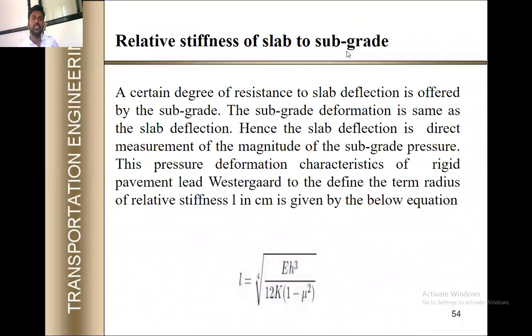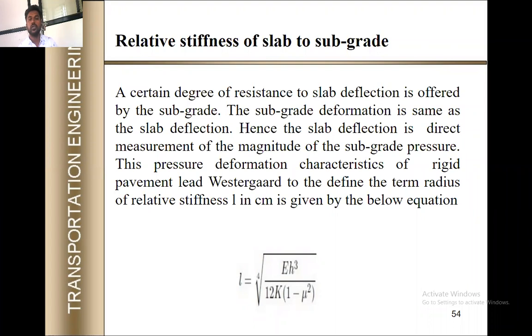Then the relative stiffness of the slab to the subgrade. What is meant by relative stiffness? A certain degree of resistance to slab deflection is offered by the subgrade. The slab will go on deflecting, and the subgrade soil below it will offer resistance to the deflection. The subgrade deformation is the same as the slab deflection. Hence, the slab deflection is a direct measurement of the magnitude of the subgrade pressure.